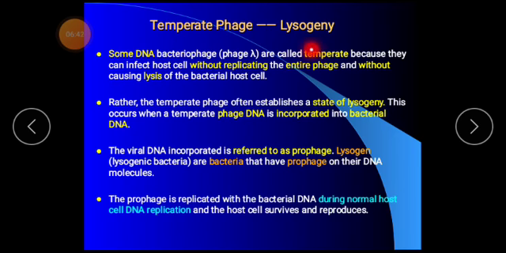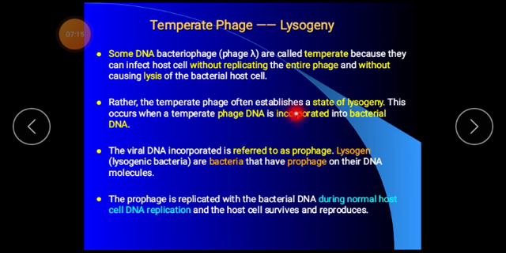They are called temperate because they can infect a host cell without replicating and enter as prophage, without causing lysis of the bacterial host. That's why we call it temperate. They can infect the host cell without replication, and they can move out of the host without bursting that host.